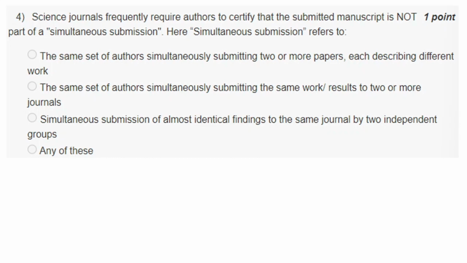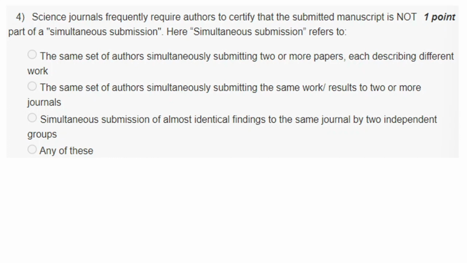Option B. The same set of authors simultaneously submitting the same work to two or more journals. Okay. Anybody else? Any other option? Any other opinion? Any of these can be possible. So you think simultaneous submission can mean any of these options? Ma'am, I like B and C both can be possible. So in that case, simultaneous submission by two independent groups. Okay.